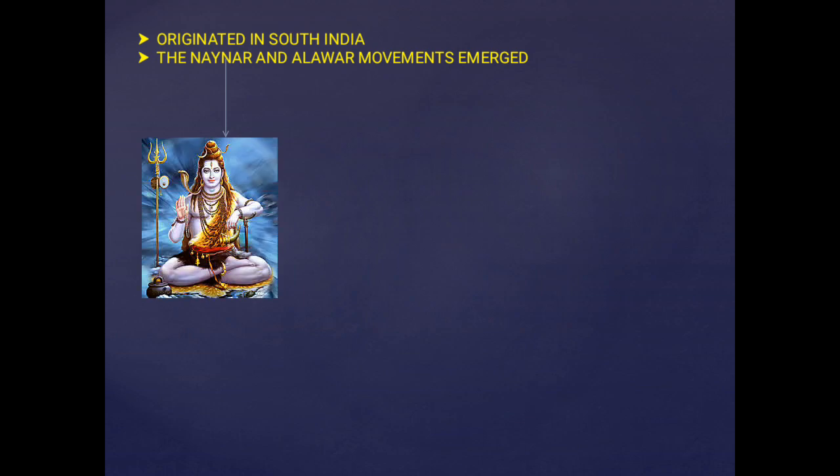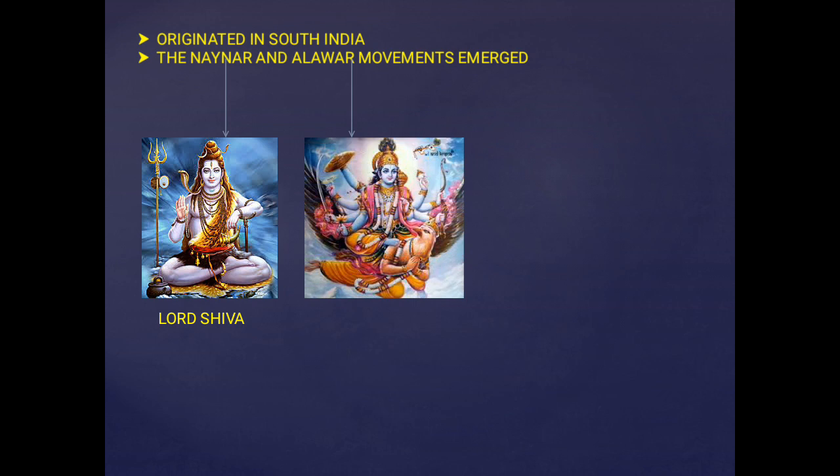It is believed that the Bhakti movement originated in South India. The Nanar and Alwar Bhakti movement emerged in this region. The Nanars were devotees of Lord Shiva, while the Alwars were devotees of Lord Vishnu. There were also attempts to consider Shiva and Vishnu as one and the same and bring them together.